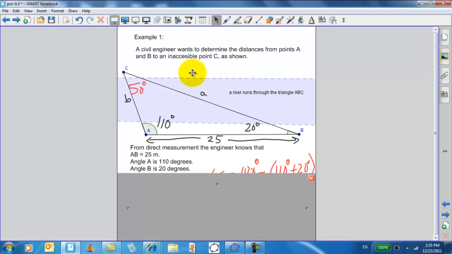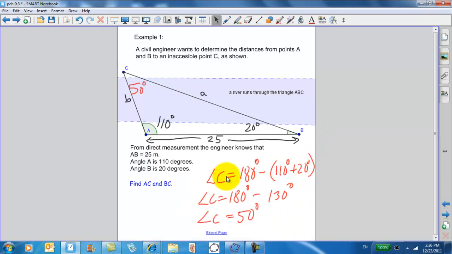Now here's our first example. A civil engineer wants to determine the distances from points A and B to an inaccessible point C as shown. See, the river runs through the triangle, so he can't get there. So he takes some measurements here. From direct measurement, the engineer knows that AB equals 25, this distance. That's one side of the triangle. And angle A is 110, and B is 20 degrees. So from this, he wants to figure out sides a and b.